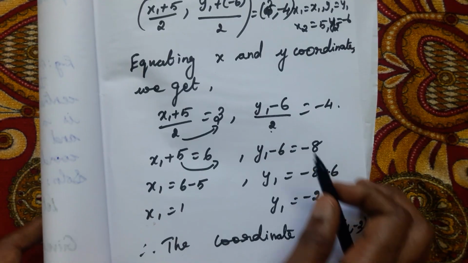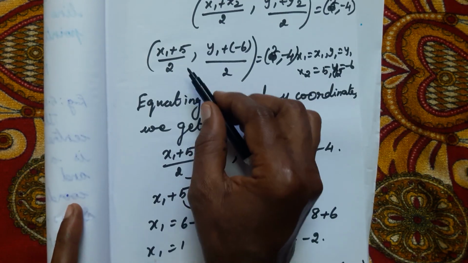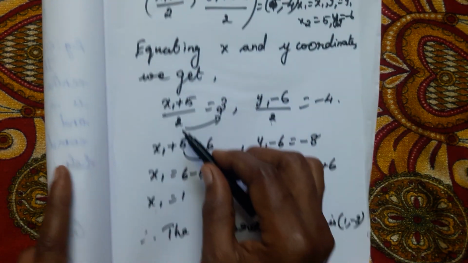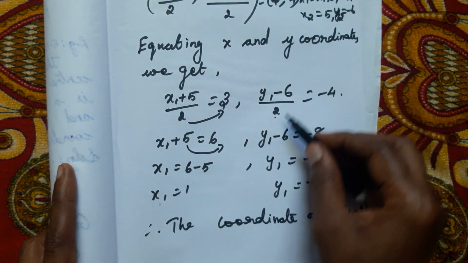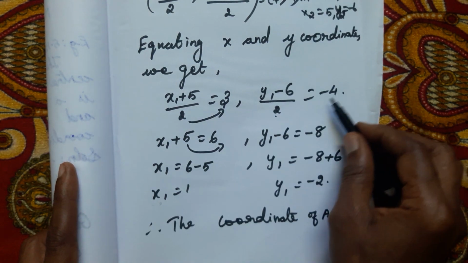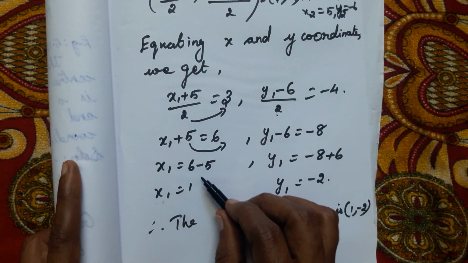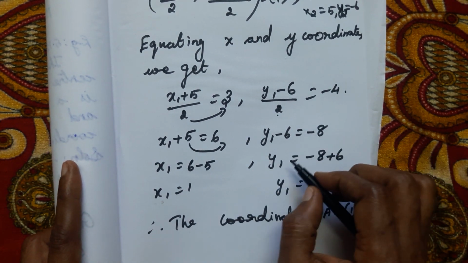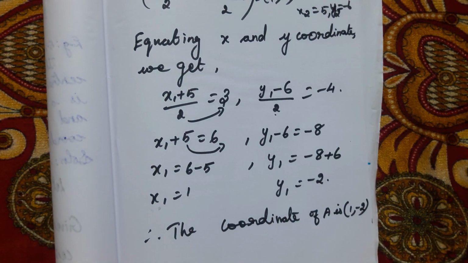Now equating the x and y coordinates, we get x1 plus 5 by 2 is equal to 3. So x1 plus 5 is equal to 6. Next, y1 minus 6 by 2 is equal to minus 4. So y1 minus 6 is equal to minus 8. So x1 is equal to 6 minus 5 is equal to 1. y1 is equal to minus 8 plus 6 is equal to minus 2. Therefore, the coordinates of A is 1 comma minus 2. Any doubt?